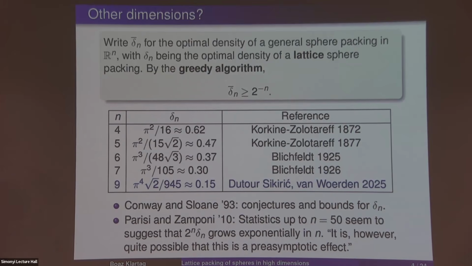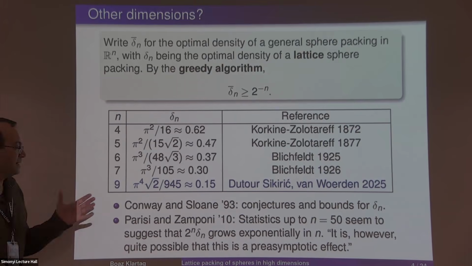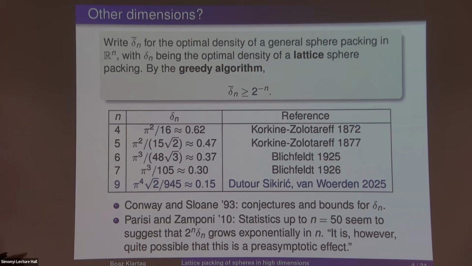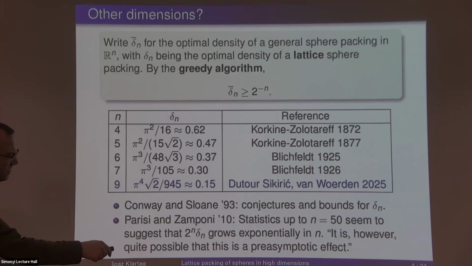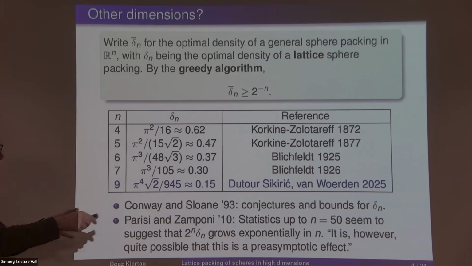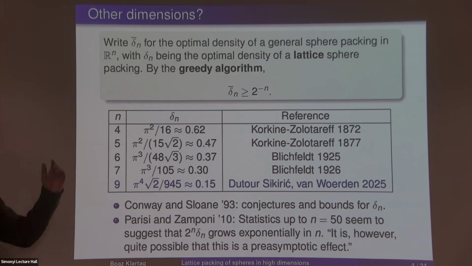Physicists are also interested in this problem, and Parisi and Zamponi did many things. In particular, they looked at statistics of tables for the optimal packings and conjectures about delta n up to dimension n equals 50. First of all, it's pretty common to scale delta n and delta bar n by 2 to the n because of this bound. So they look at this after scaling by 2 to the n. They think the statistics show that this goes exponentially in dimension n.